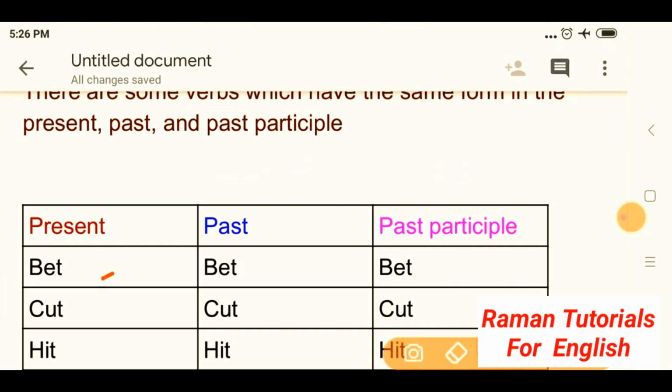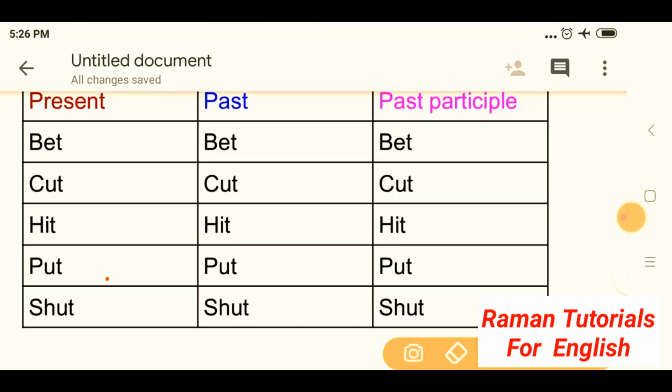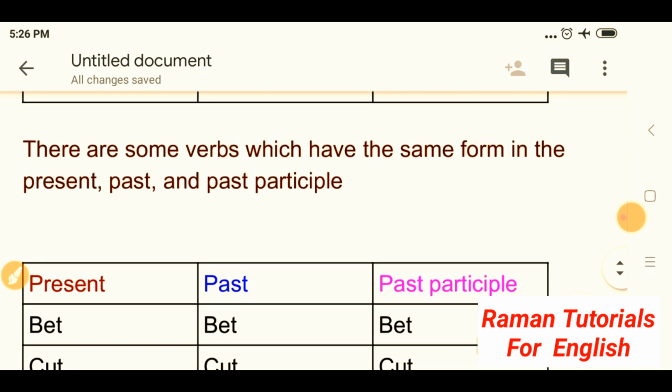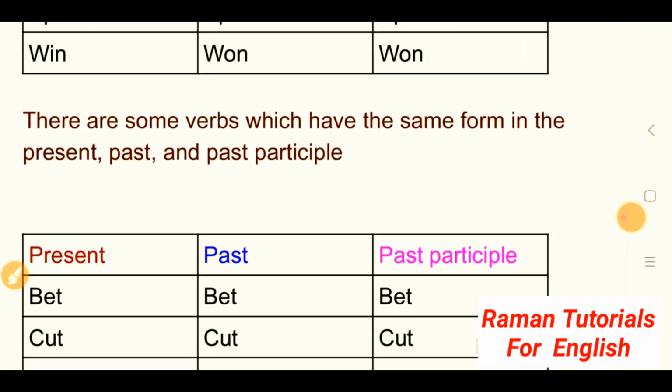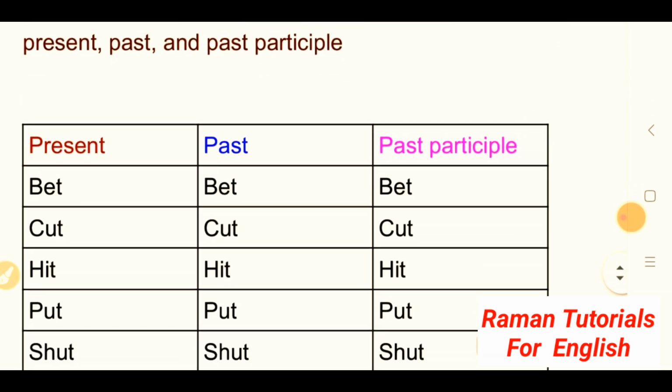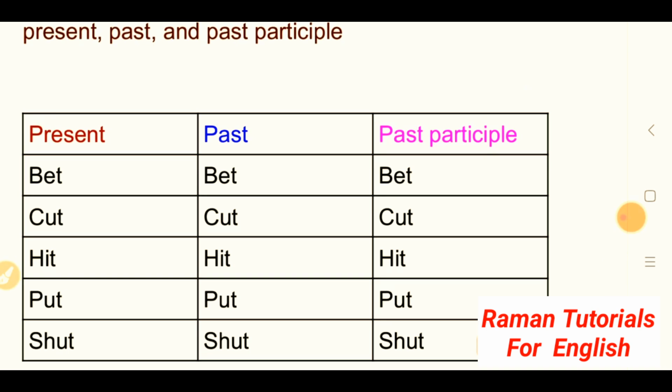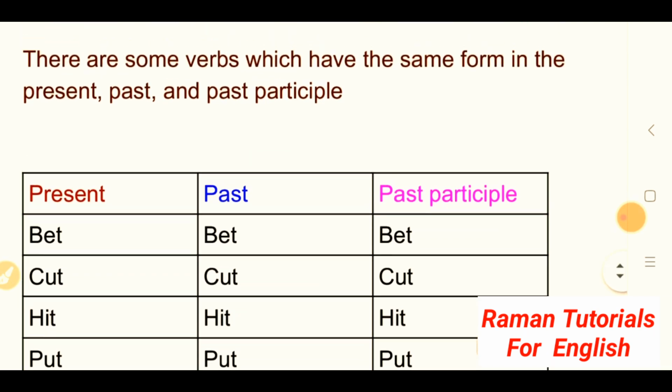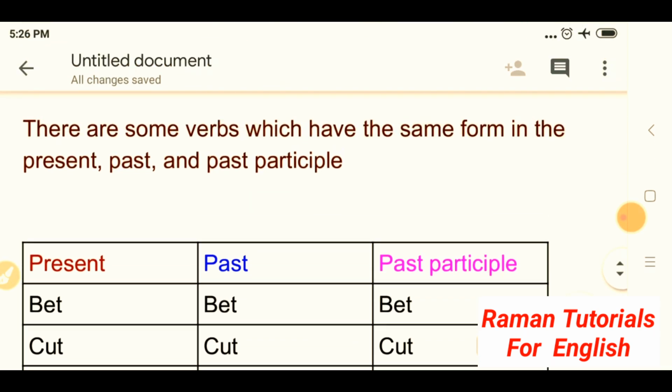For example, here, bet, cut, hit, put, shut. Okay. So these verbs have the same form in present, past and past participle. Now you cannot say I cutted it, or I hitted him, or I putted it in the dustbin, or I shutted the door. So these verbs have the same forms in present, past and past participle.